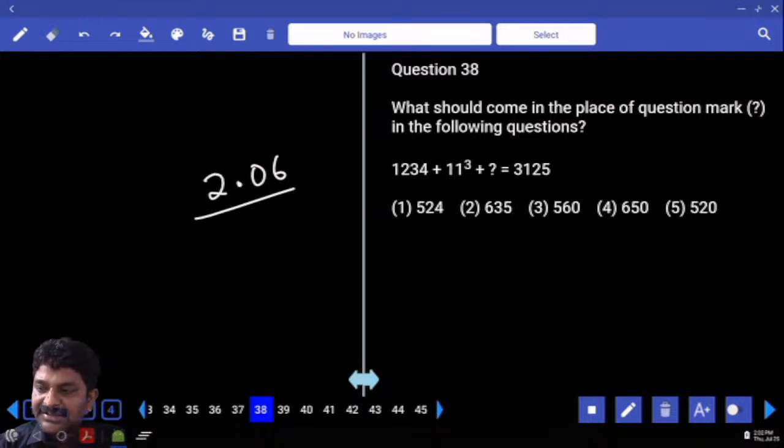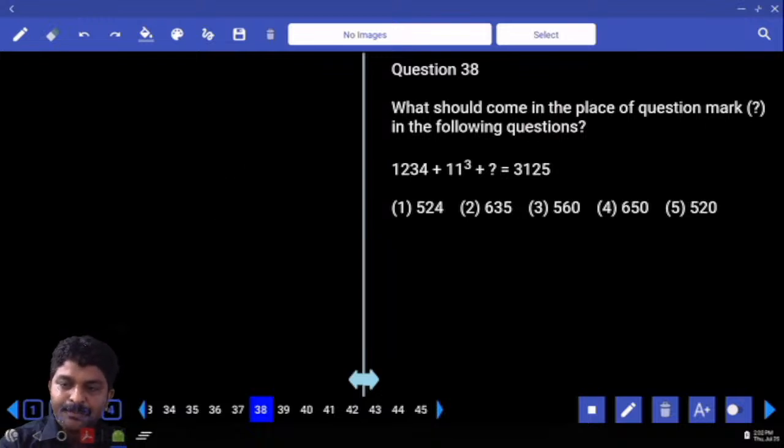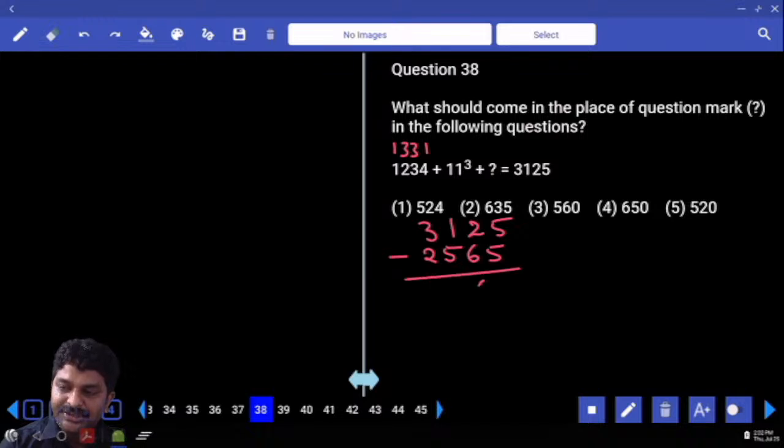Can we verify the last digit? No. 3 options ending with 0. The answer is also among them. 11 cube is 1331, which is 2565. If this is subtracted from 3125, the last 2 digits are 60.